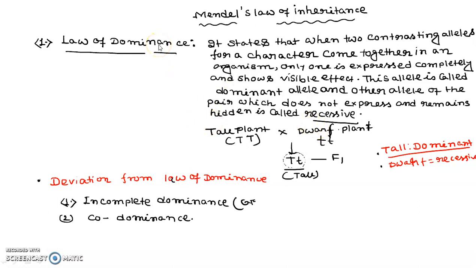The law of dominance states that when two contrasting alleles for a character come together in an organism, only one is expressed completely and shows a visible effect. This allele is called the dominant allele, and the other allele of the pair, which does not express and remains hidden, is called the recessive allele.